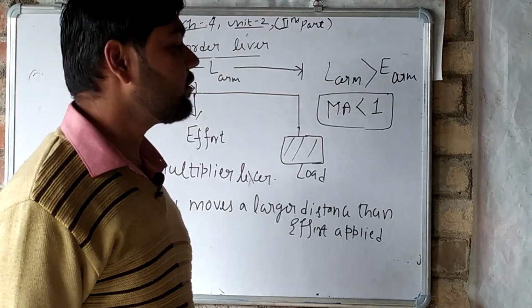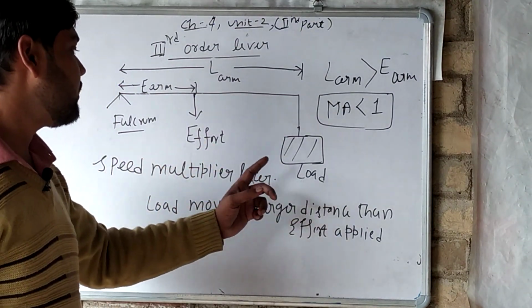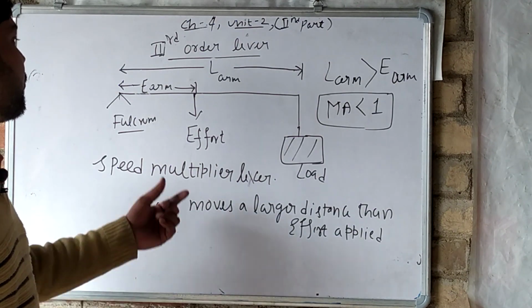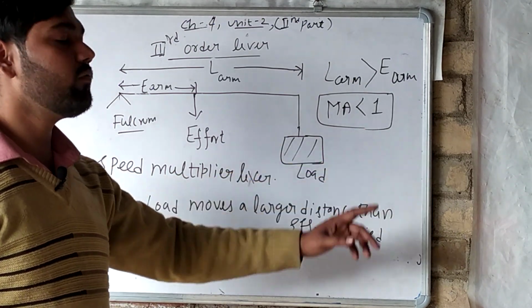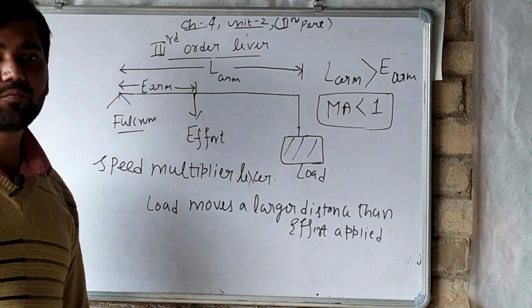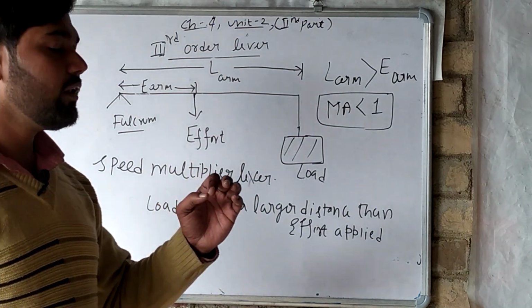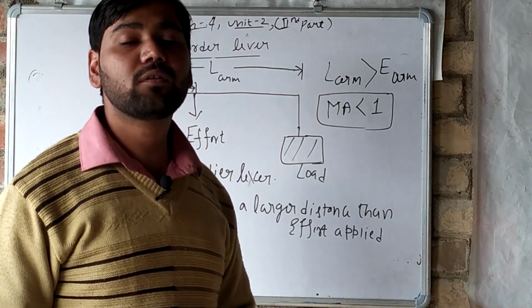Okay, so this is the whole setup of the third order lever, in which the fulcrum and load are at the two ends and the effort comes in between. Because the effort arm is smaller than the load arm, the mechanical advantage is always less than 1. It is also known as a speed multiplier lever. Why? Because by applying a very large effort, we can uplift lighter loads.